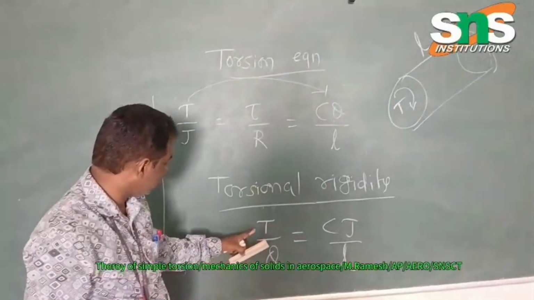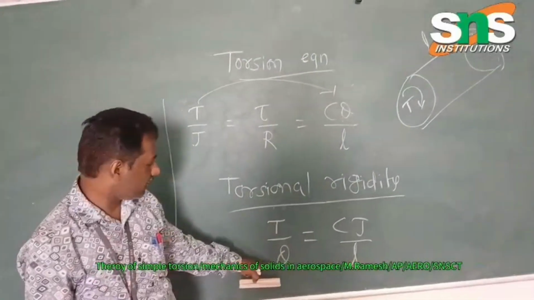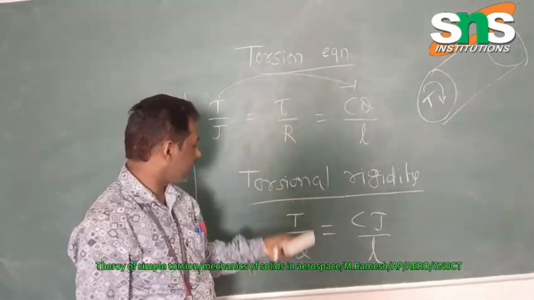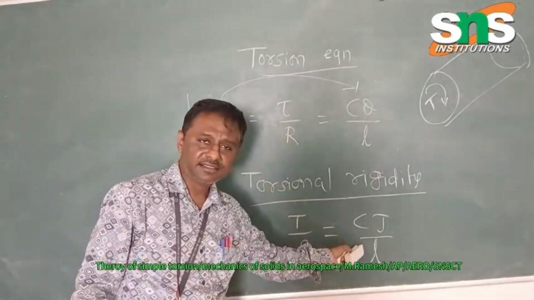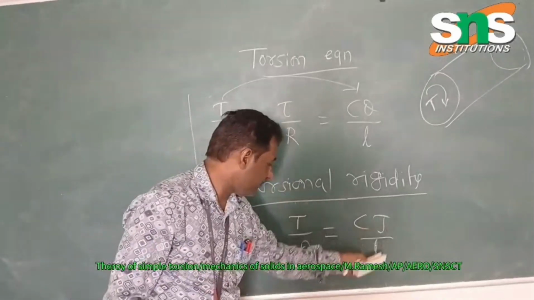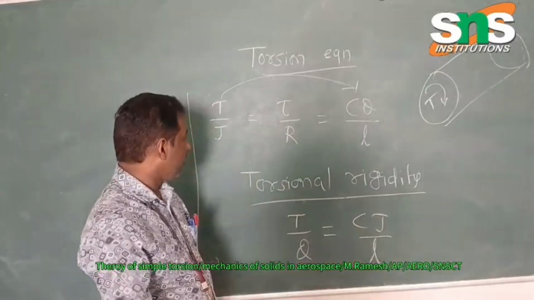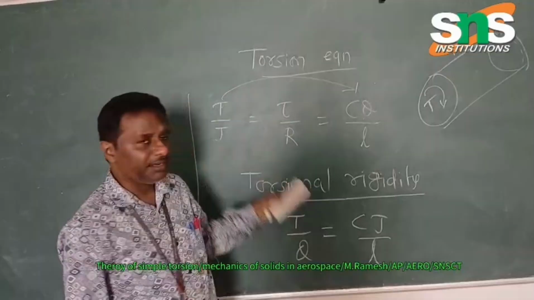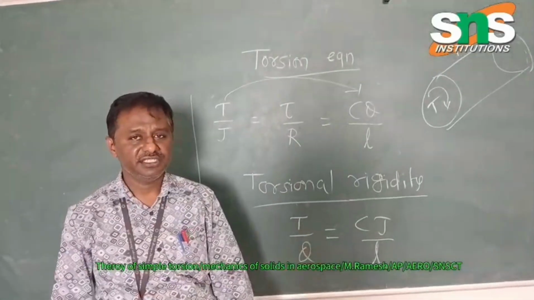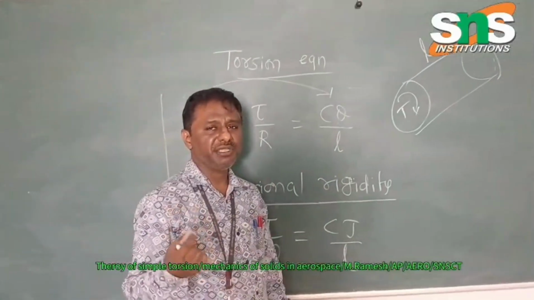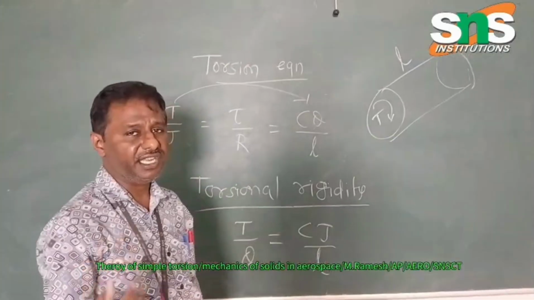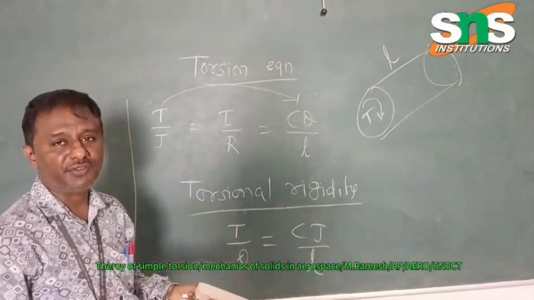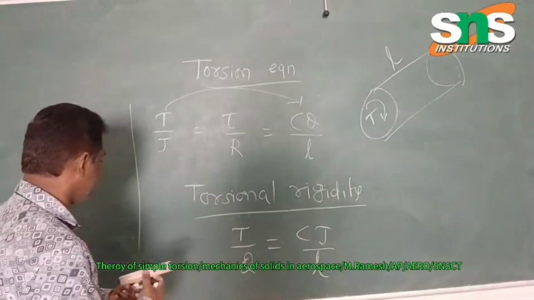Okay. So torsion rigidity means T by theta, after the definition. From the torsion equation, we can have another relation, GJ by L. Then one more thing: J represents the polar moment of inertia. Earlier we talked about the moment of inertia, that is called the area moment of inertia, but this is just different, the polar moment of inertia. How to find the polar moment of inertia?